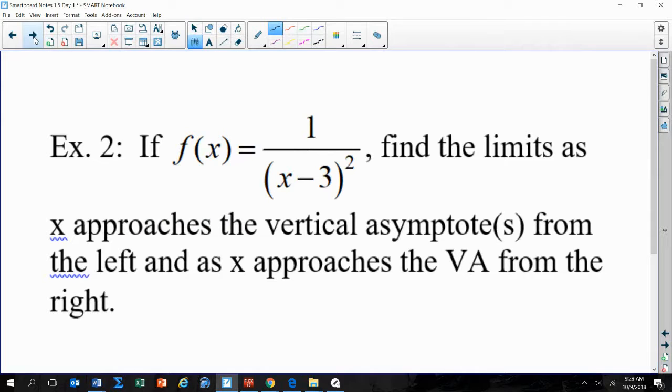All right, so for example 2, same kind of deal. We've got this function, and we want to find the limit as x approaches the vertical asymptote from the left, and as x approaches the vertical asymptote from the right. Where is the vertical asymptote? Tell me where's the vertical asymptote? It is 3. Yep. What would make that denominator equal to 0? It's going to be at 3.